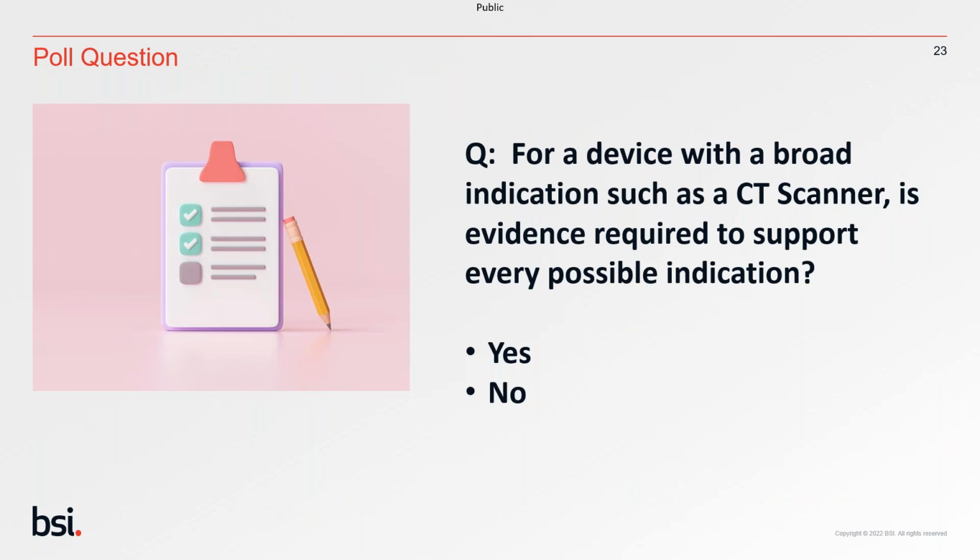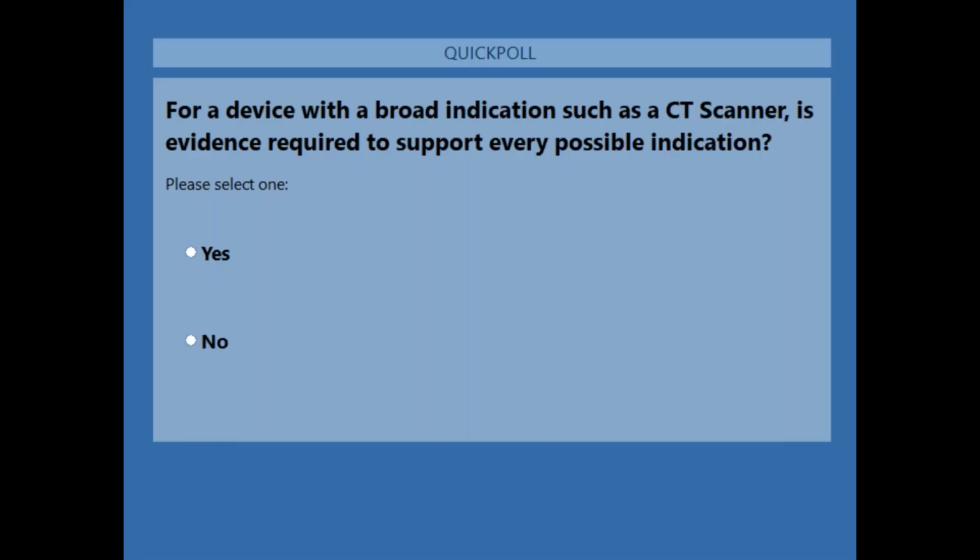So we're going to talk a little bit about broad indication devices, and we've got a poll question for you here. For a device with a broad indication such as a CT scanner, is evidence required to support every possible indication? So we've just released that poll, and we'll give yourselves a few seconds to complete that. Given that it's a yes or no option, in the interest of time, as we've only got 20 minutes left, we'll close that up.